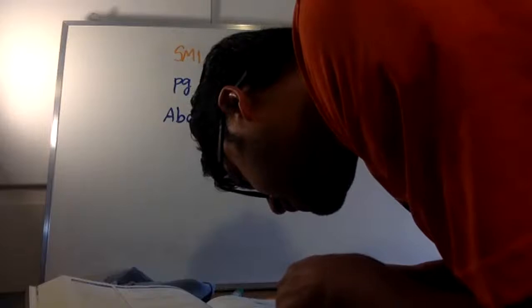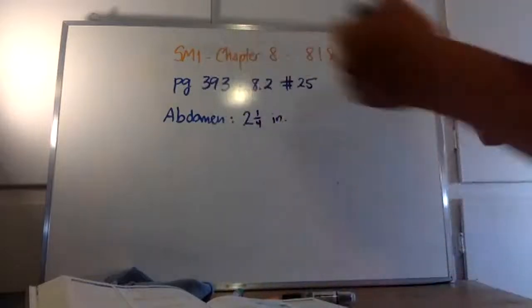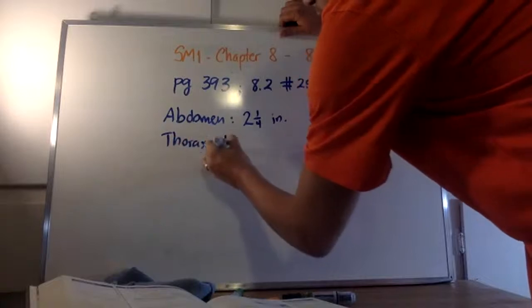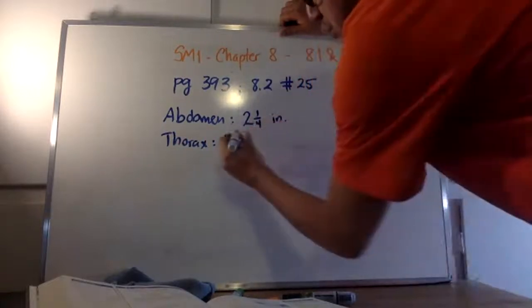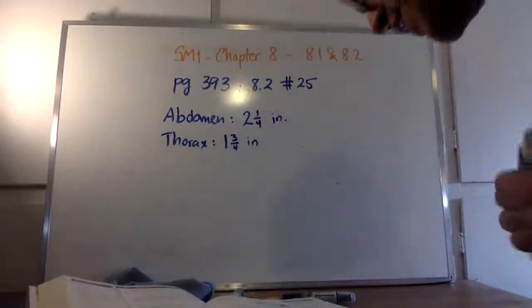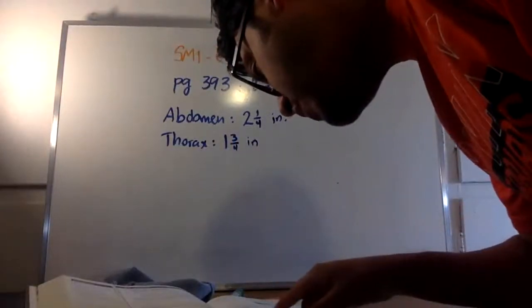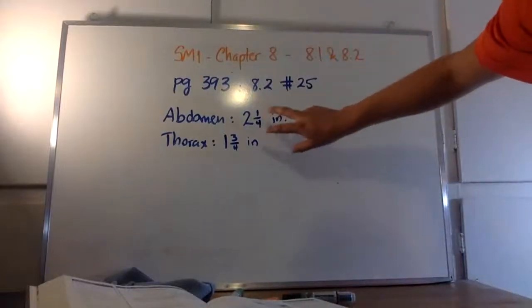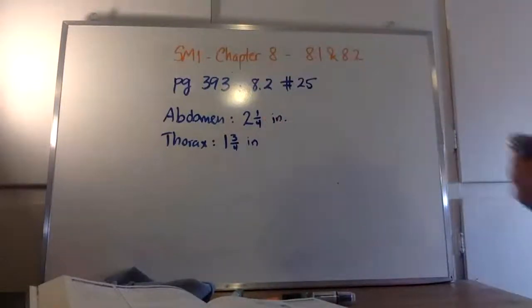1 and closest to 4, so it's 1 thorax. It's 1, but it doesn't get to 2, so it's 1 3/4 of an inch, the thorax. How much longer is the abdomen than its thorax? So if I want to find out, it's just the difference between these two.